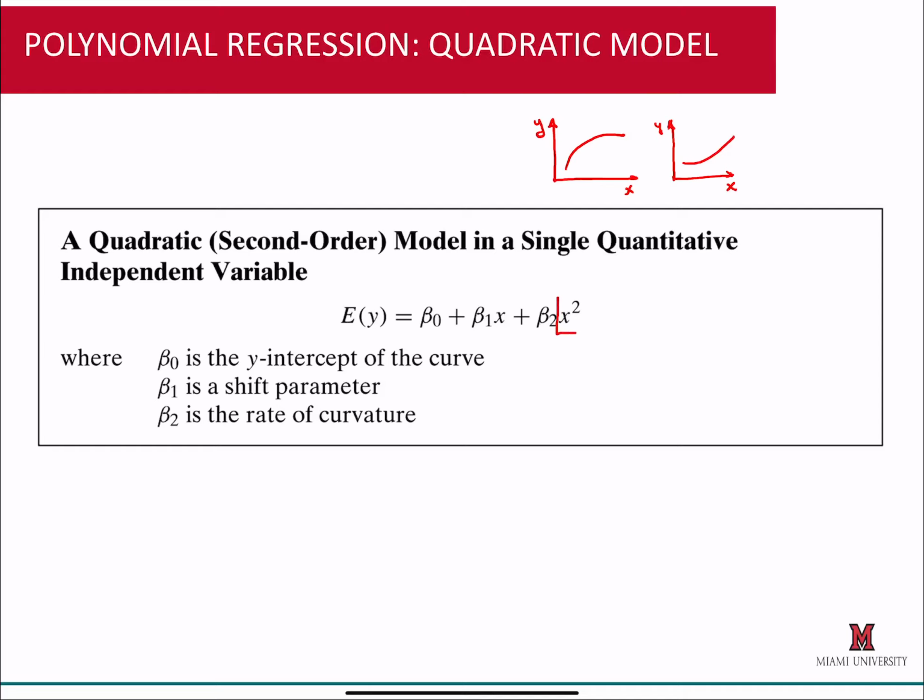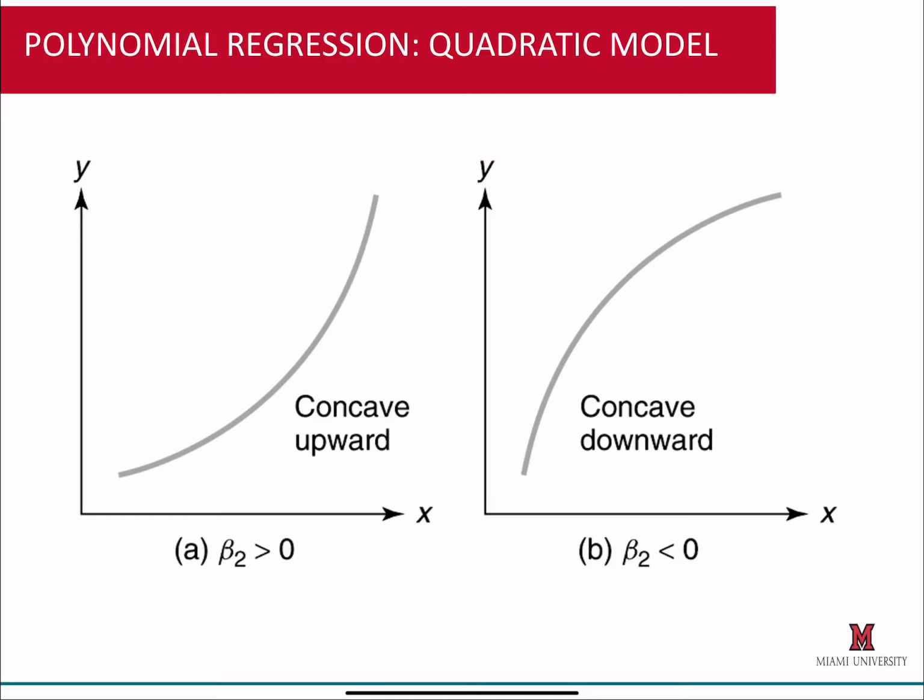A quadratic term is represented by the squared value of the predictor variable x. So for instance, with this model, the expected value of y can now be modeled by the original variable x, but now including the quadratic term. Each one will have its own parameter. Beta 0 would still be the y-intercept, beta 1 is a shift parameter, and beta 2 is the rate of curvature. The beta 2 parameter actually models the relationship.